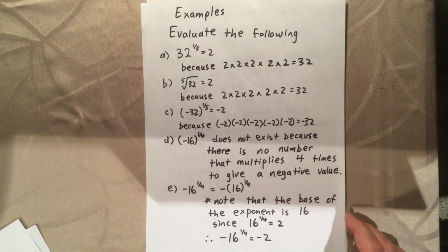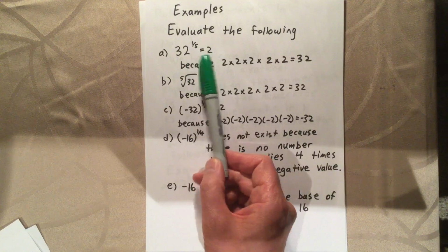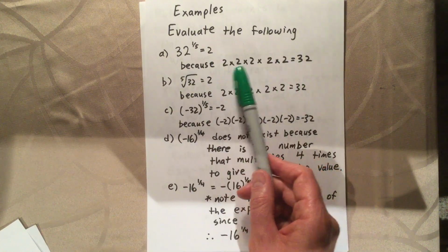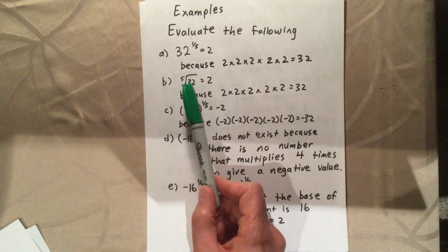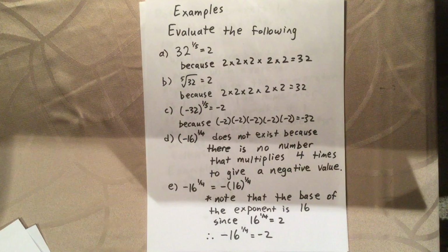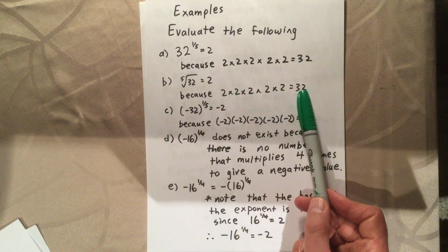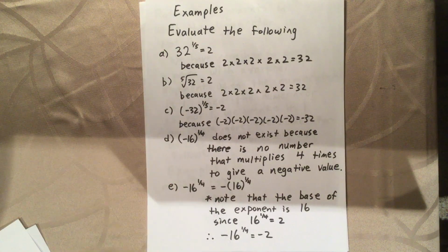Okay, so let's do a few examples here. If I ask you for 32 to the 1/5, the answer would be 2, because 2 times 2 times 2 times 2 times 2 would be 32. If I ask you for the fifth root of 32, that would also be 2, because 2 times 2 times 2 times 2 times 2 is 32. So we see 32 to the 1/5 is the same as the fifth root of 32, written that way.